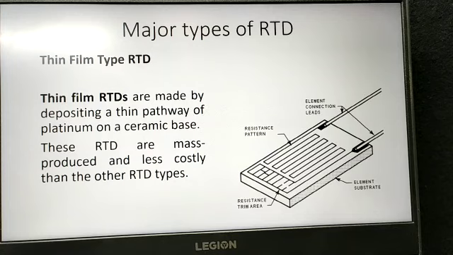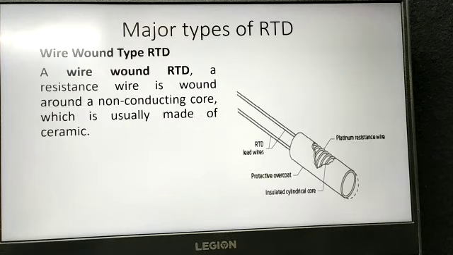Okay, now we'll go to the second one. The second one is the wire wound type RTD. In this case, we have a wire of sensing element wound on a ceramic material. Why are we again emphasizing the ceramic material? I will explain it.